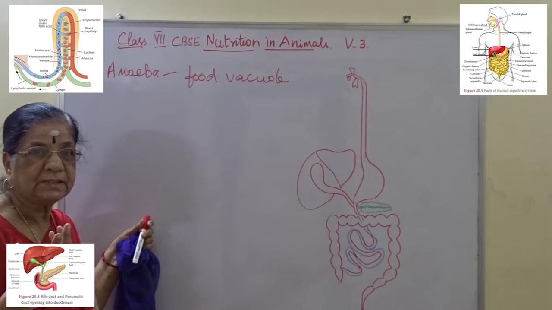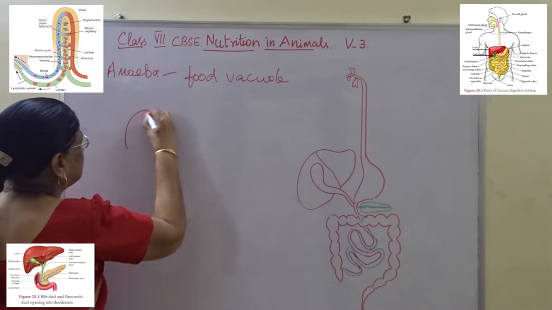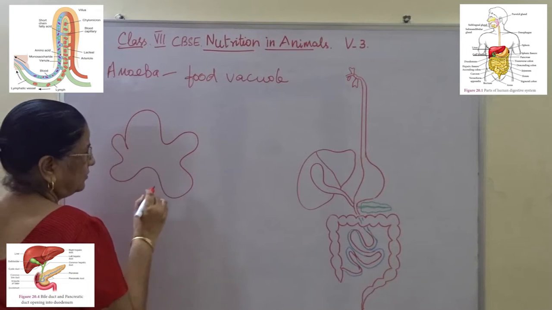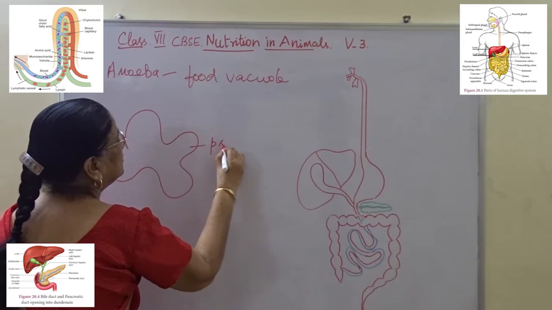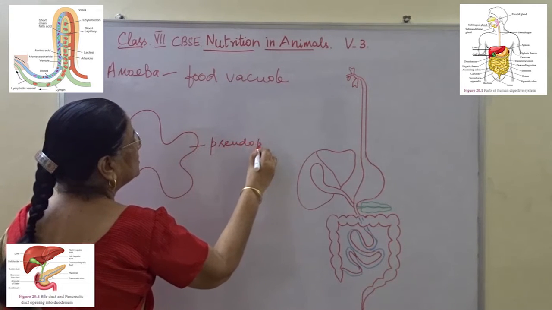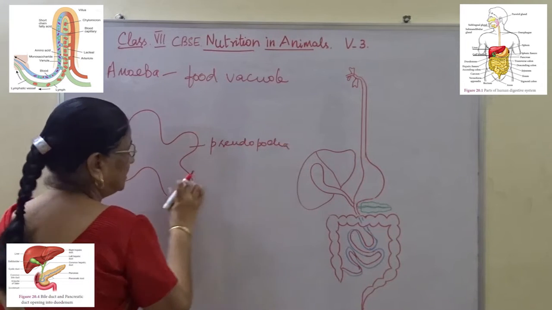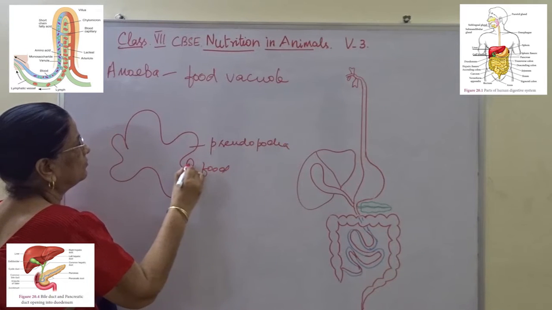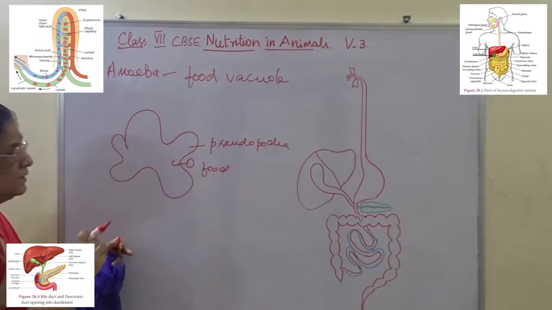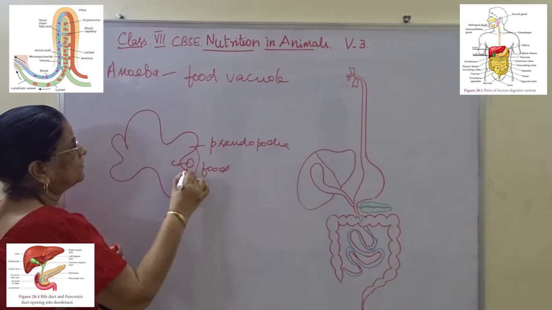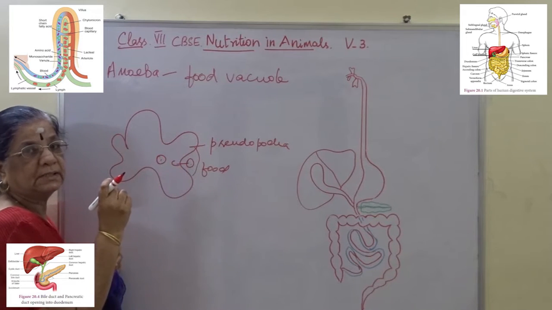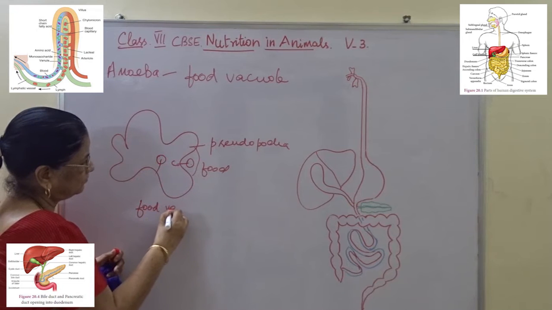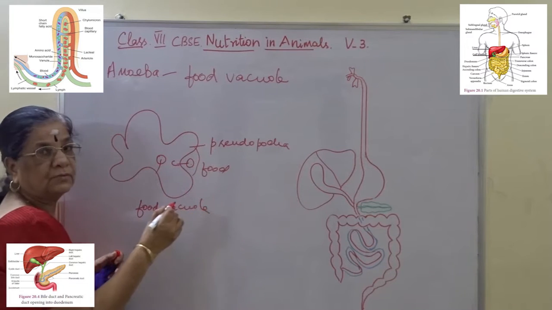I hope you understand. So again, this is amoeba, these are pseudopodia. So now food is entering in. When food is entering in, the two pseudopodia cover it and the food is entered in. Now it forms a food vacuole.